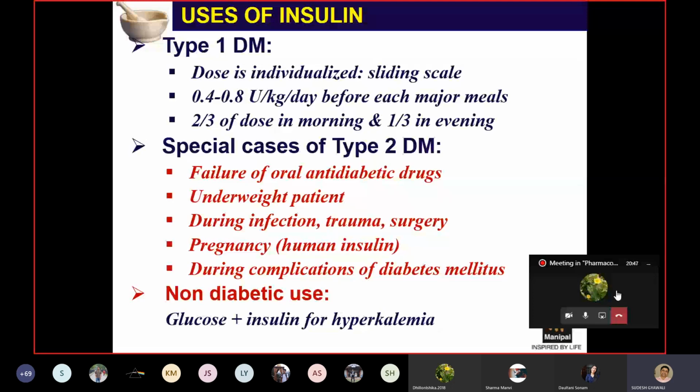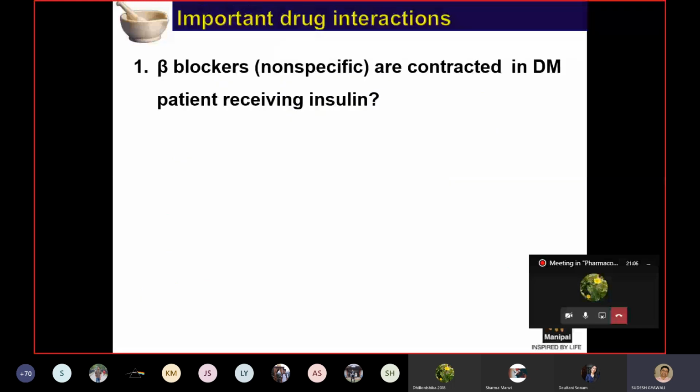Okay, so in special cases of type 2 diabetes mellitus, we give insulin. In other cases, the oral anti-diabetic drugs are used. Last time we discussed, and there is non-diabetic use of insulin also. An important interaction in last class I said to find out: why are beta blockers, especially non-specific, contraindicated in diabetes mellitus?